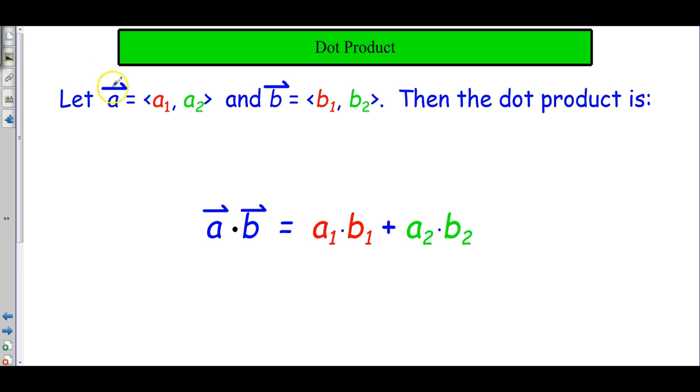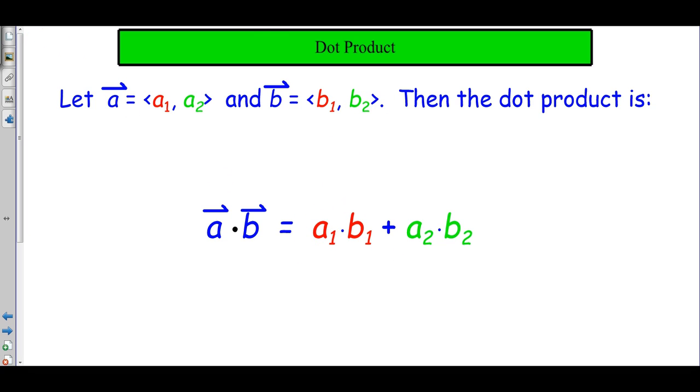each component. So the general form of this thing, if I've got vector A with components A1 and A2, vector B with components B1 and B2, then the dot product is the sum of those products. So it's A1 times B1 plus A2 times B2. That gives me the dot product.